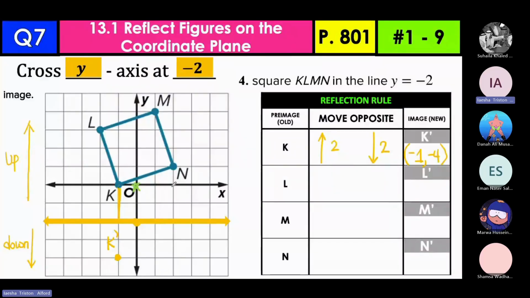Let's do N. Where is N? It is above the line. How many units? Three. So if we want N prime, we need to go down 3. So from the yellow line, you count down 1, 2, 3. And this one is going to be called N prime.